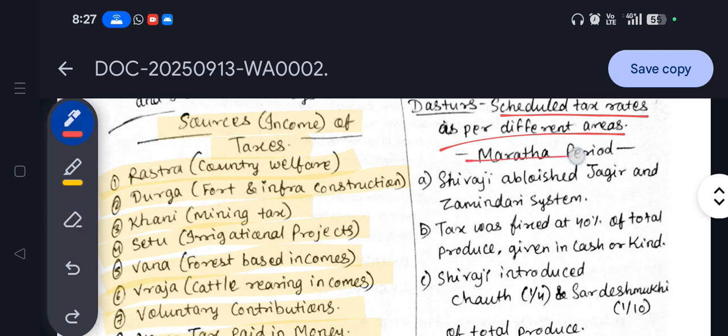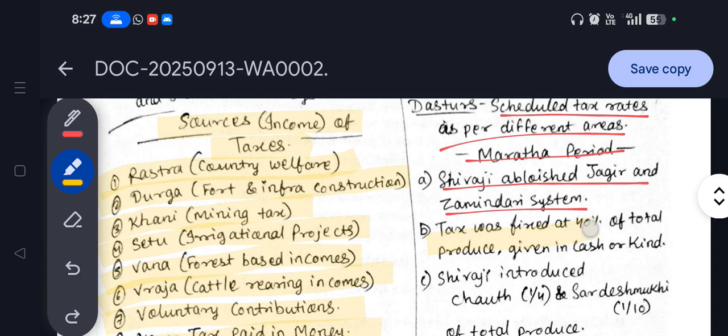The first one is Maratha period. During Maratha period, Shivaji abolished Jagir and Zamindari system. So this system was under the Mughals dynasty, and when Shivaji ruled over that particular land, he abolished these two system, which is known as Jagir and Zamindari system.